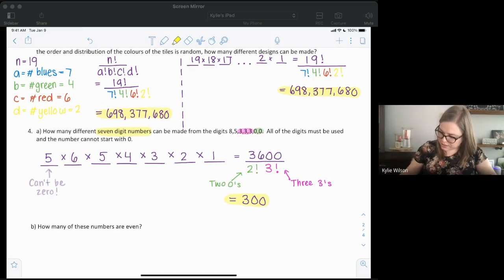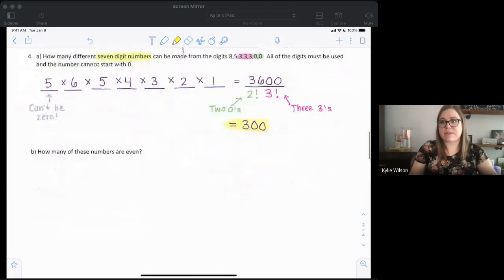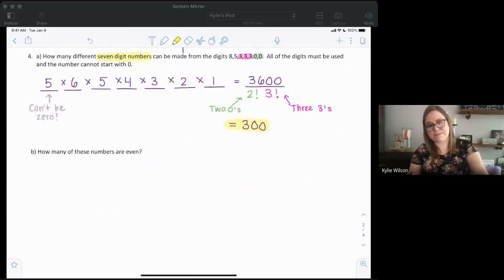Just double checking that I did it all right. There we go. Okay, so we'll add in one more piece that makes it a little bit harder.